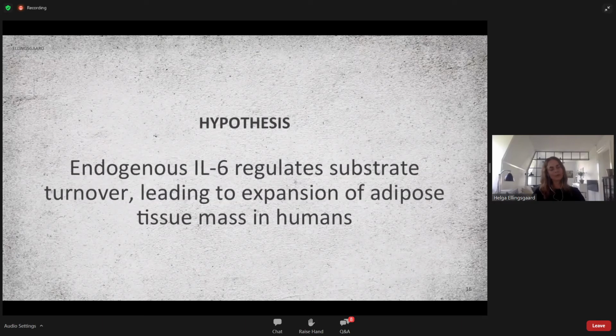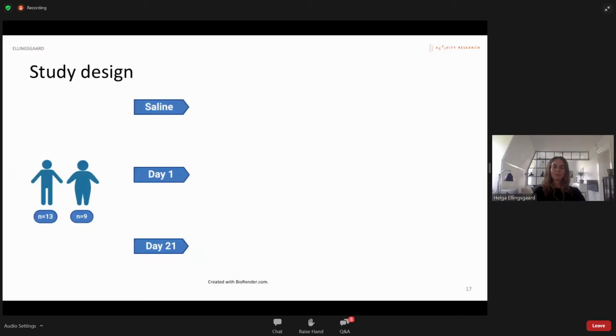And currently we are approaching this question with the hypothesis that endogenous IL-6 regulates substrate turnover in some way, which then potentially can lead to expansion of adipose tissue mass in humans. And we recently finished our first study testing this hypothesis. It was a study focusing on what happens to substrate turnover during rest and exercise, and also during the post-exercise recovery phase, if we block endogenous IL-6 signaling. So the data I'll show you now and onwards are all unpublished.